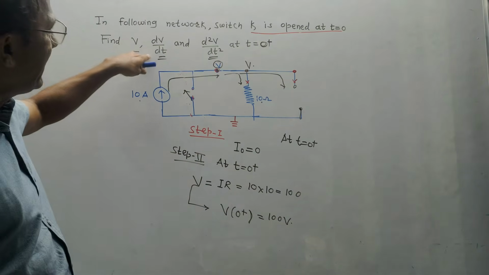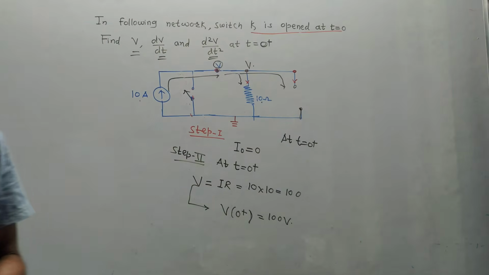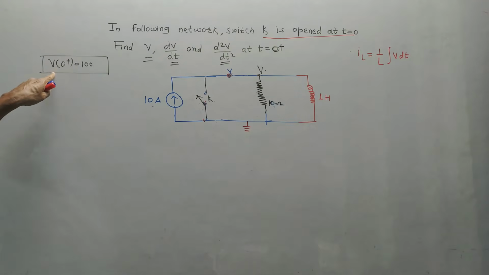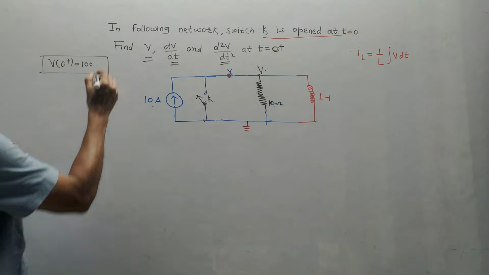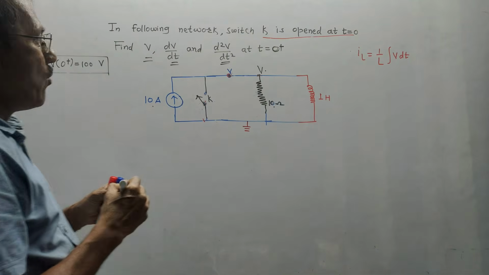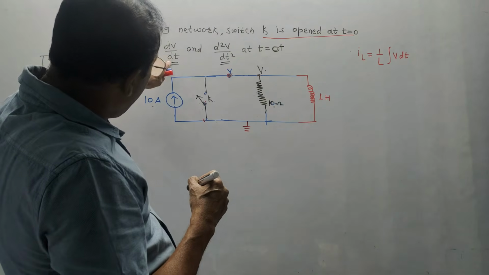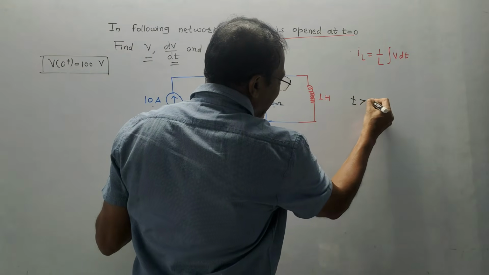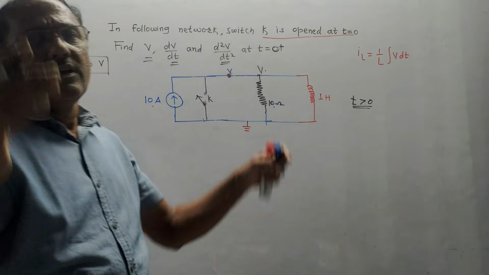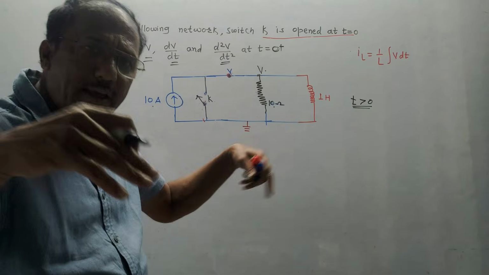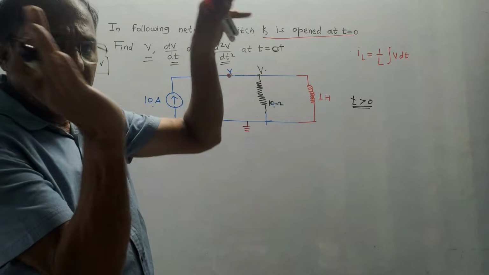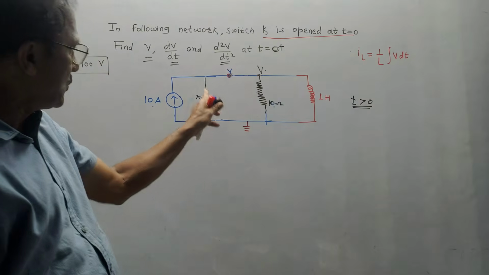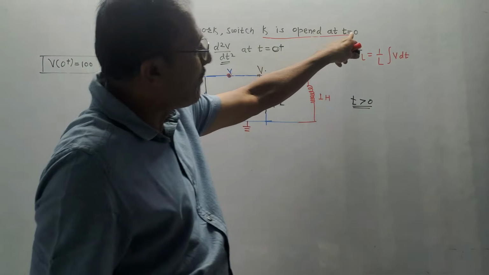Now let us calculate dV by dt and d square V by dt square. We have calculated the value of V at t equals 0 plus, denoted by V of 0 plus, which is 100 volts. Now, for the calculation of dV by dt and d square V by dt square, we need to consider the condition t greater than 0. T greater than 0 means you are performing the experiment for a longer time period, whereas t equals 0 plus is just after starting the experiment. So for t greater than 0, the switch is open, because it is mentioned that the switch is open at t equals 0.